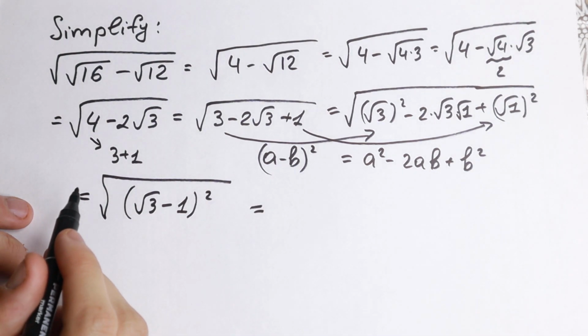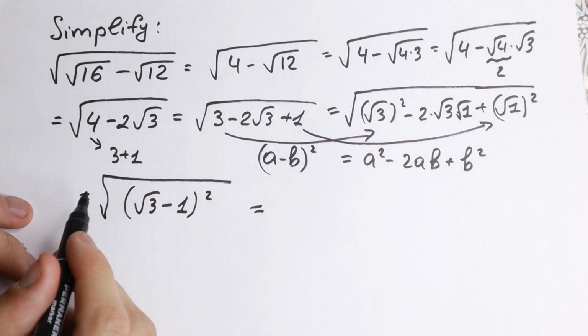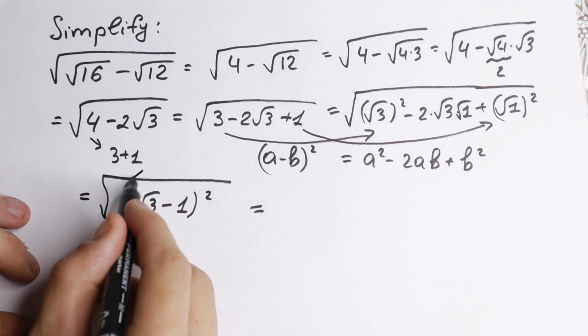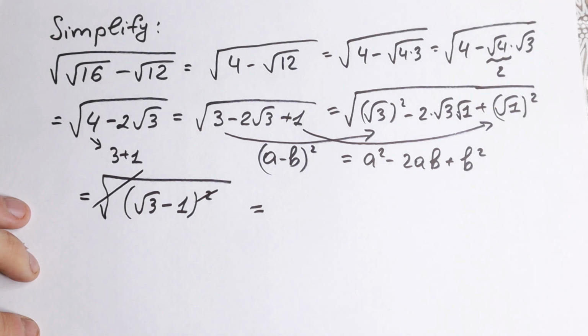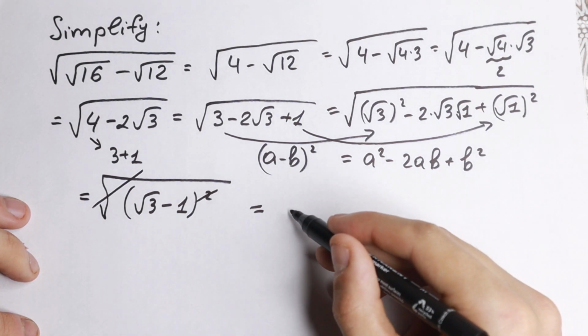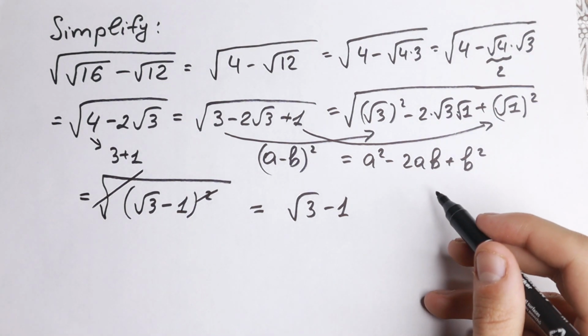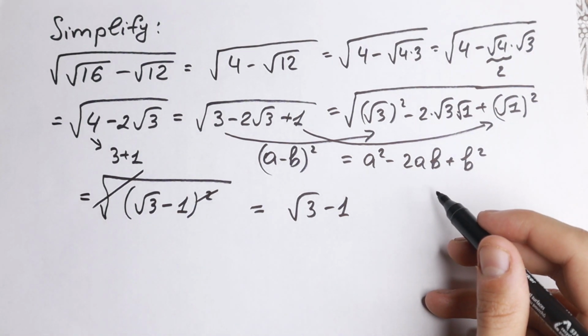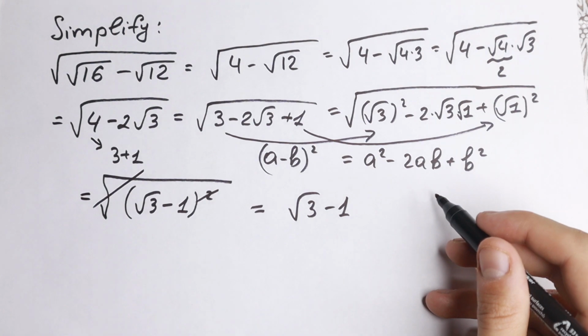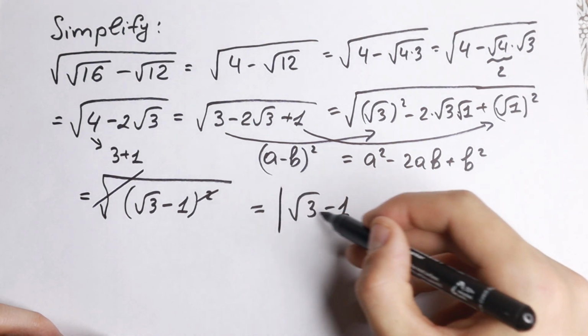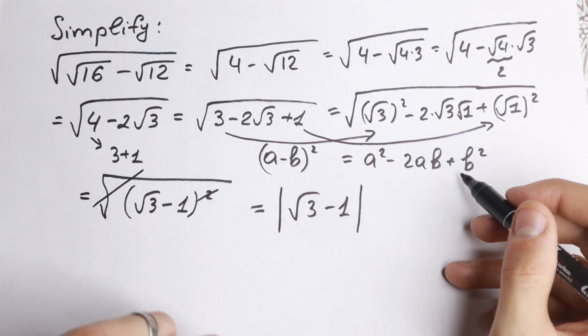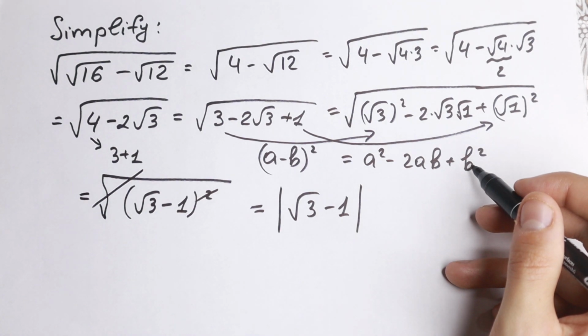And after this step, a lot of students say that this is a great approach because we can cancel this square root sign and this square. As a result, write as square root of 3 minus 1. And they say that the equation is solved. This is great, problem is solved. But a lot of students forget about absolute value right here. It's a necessary approach because we need to write this absolute value every time.